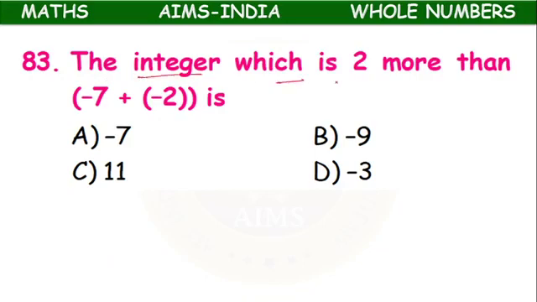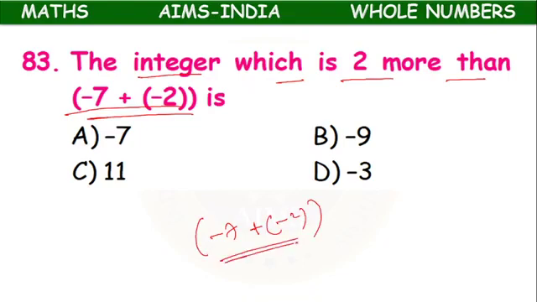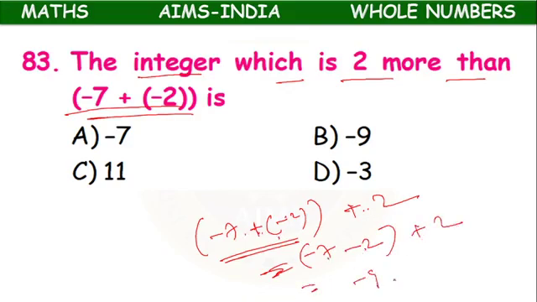The integer which is 2 more than this expression is, means the given expression is minus 7 plus of minus 2. This is the given expression. 2 more than this given expression is equal to what? Means for this 2 we have to add minus 7 plus, we are removing the bracket, plus into minus, minus 2, again plus 2. Minus 7 minus 2, minus 9 plus 2 equals minus 7. So answer A option.